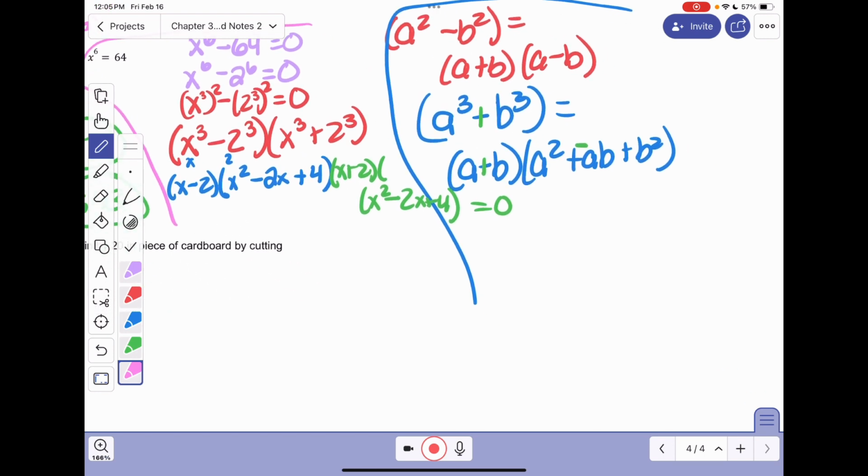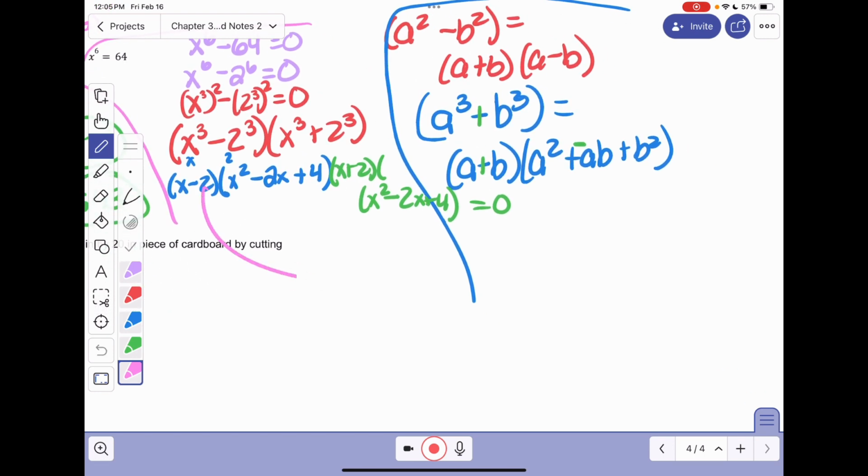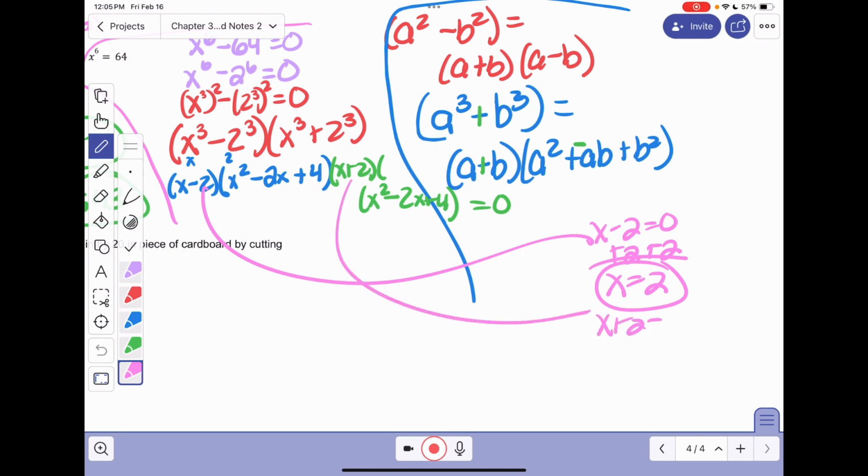and we solve each piece, making it equal to 0. So x minus 2 equals 0. We would add 2 to both sides, and we get x equals 2. x plus 2 equals 0. We would subtract 2 from both sides and get x equals negative 2.